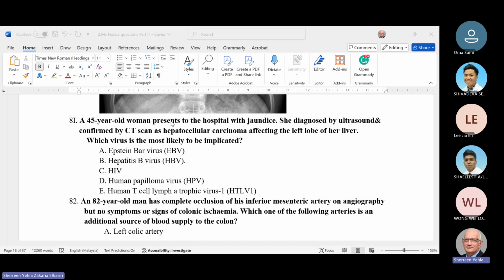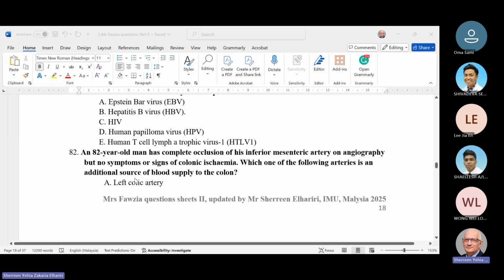A 45-year-old woman presented to the hospital with jaundice. She is diagnosed by ultrasound and confirmed by CT as hepatocellular carcinoma affecting the left lobe of the liver. Which virus is most likely to cause it? Which virus can cause hepatocellular carcinoma? Anyone? Hepatitis B. Of course, hepatitis B, hepatitis C can, hepatitis A does not cause it. What is the tumor marker for hepatocellular carcinoma? Alpha fetoprotein, good. All right. Next question.